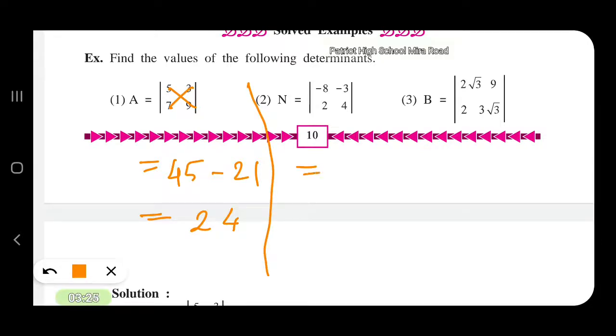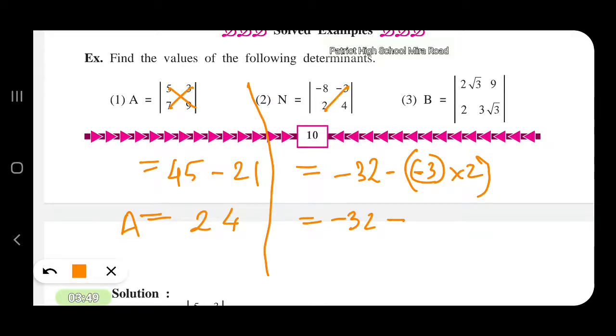Now let us consider the second determinant. N is equal to this one. Cross multiplying, you get 8 into minus 4, which is minus 32, minus of minus 3 multiplied by 2. The product is minus 6, and minus of minus 6 is plus 6. So minus 32 plus 6 is equal to minus 26. The value of the second determinant is minus 26.